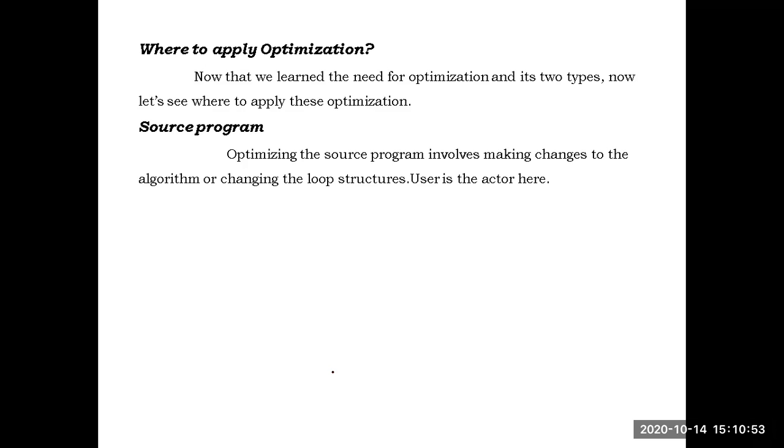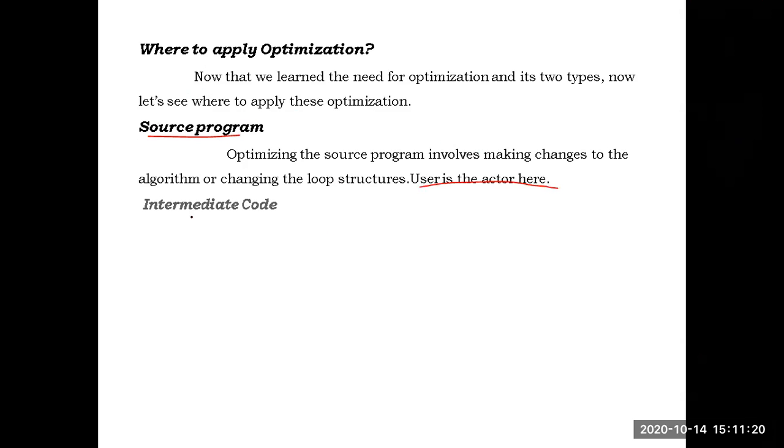Optimizing the source program involves making changes to the algorithm or changing the loop structures. Here, who is the actor? The user is the actor here. That means who will perform optimization on the source program? The optimization of the source program is done by the user only.